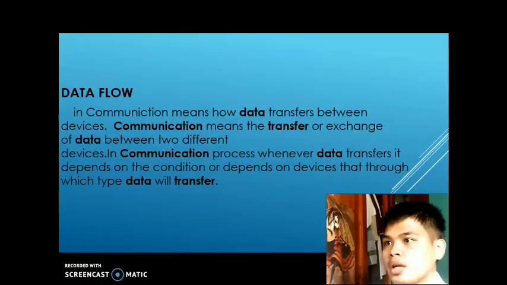Data flow. In communication, it means how data transfers between devices. Communication means the transfer or exchange of data between two different devices. In the communication process, how data is transferred depends on the condition or on the devices, through which type the data will transfer.